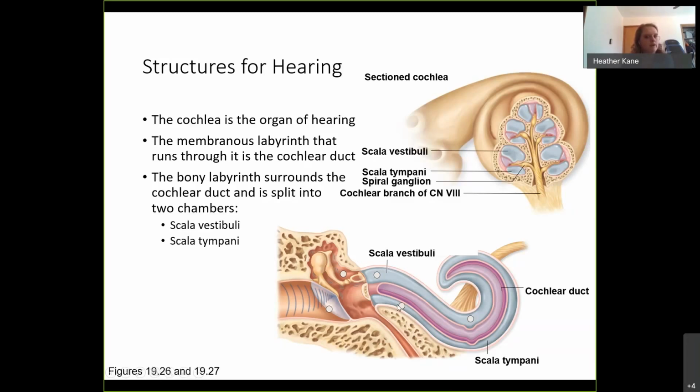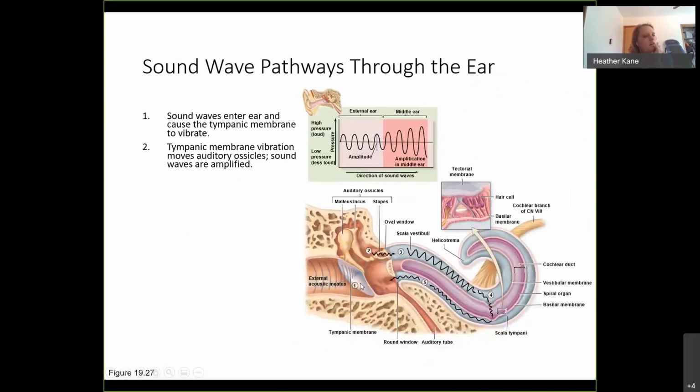Let's talk a little bit about how these sound waves are going to be transduced. These sound waves are going to be funneled into the ear through your auricle right here, and then in through that external acoustic meatus. Then the tympanic membrane, the eardrum, is going to sense those vibrations, and those vibrations are going to be sent through those auditory ossicles, where they'll be a little bit magnified, amplified.